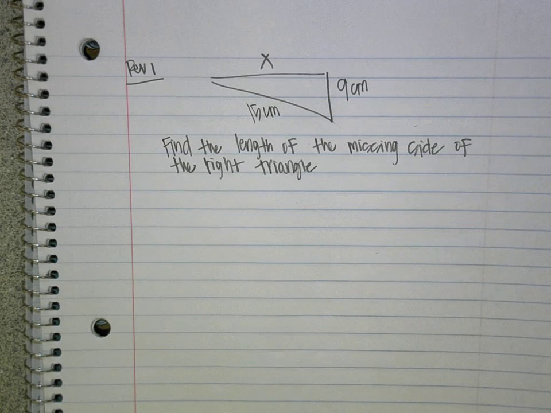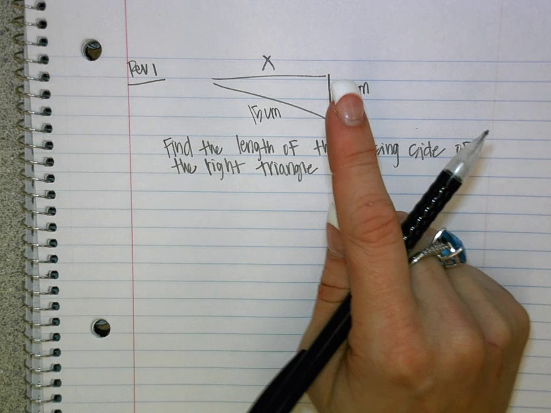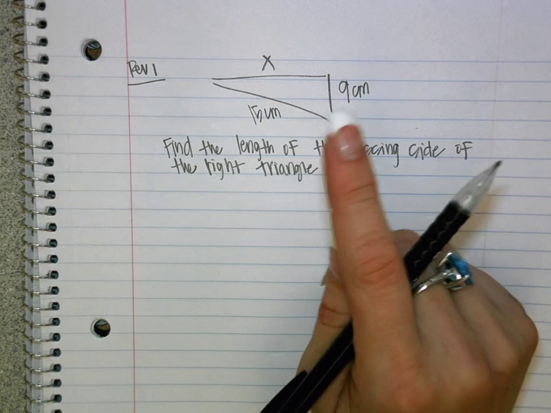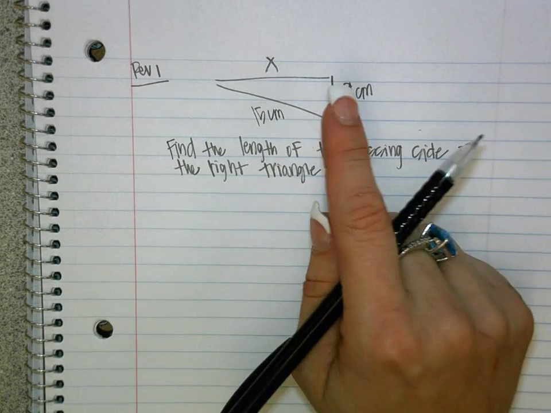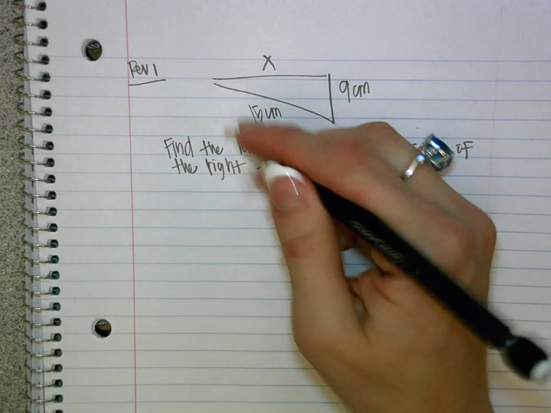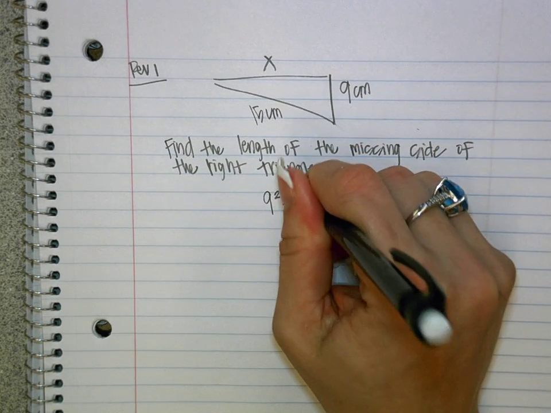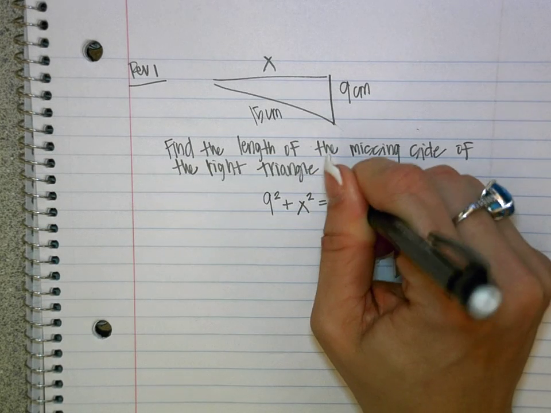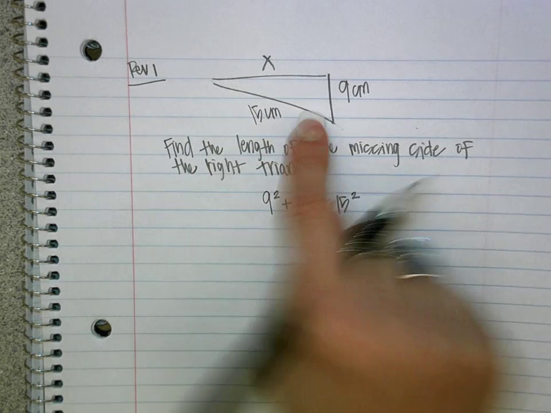Does anyone remember, how do you find missing triangle side lengths? They don't equal 180. That's when you have angles inside. So this is kind of a review. Right. A squared plus B squared equals C squared. This is the Pythagorean theorem. So side squared, so your 9 squared, plus the other side squared, which is x squared, is equal to the hypotenuse squared. The diagonal one, the one that's not straight up or down, is always the c squared.